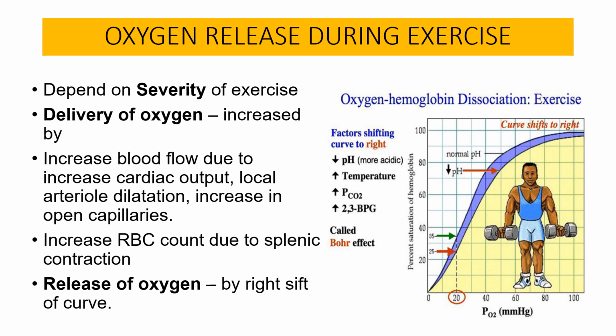So oxygen released during exercise depends on the severity of the exercise. Delivery of oxygen is increased by increase of blood flow due to increased cardiac output, local arteriolar dilatation, increase in open capillaries, increase in RBC content due to splenic contraction, and finally there will be increase in release of oxygen by right shift of the curve.